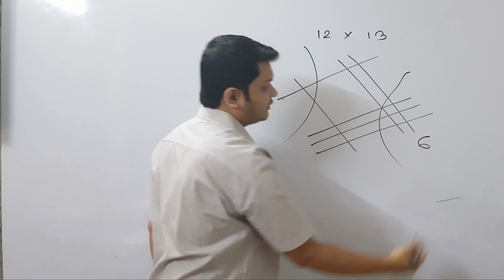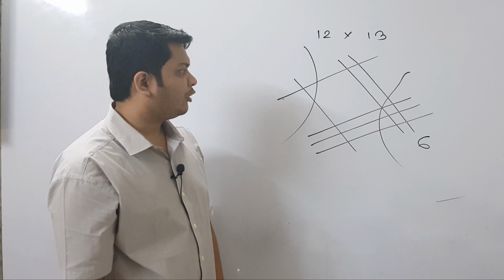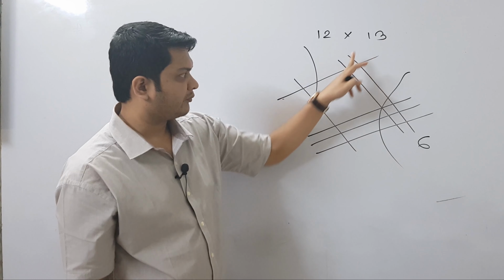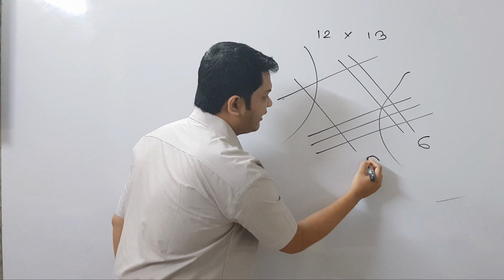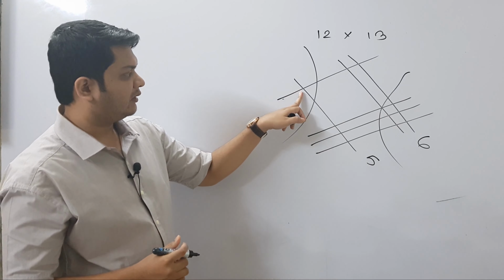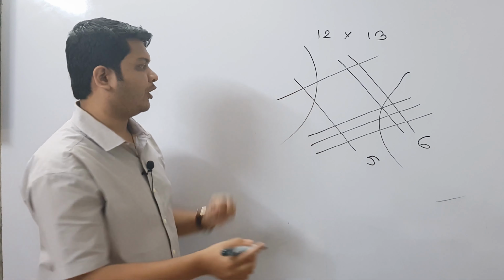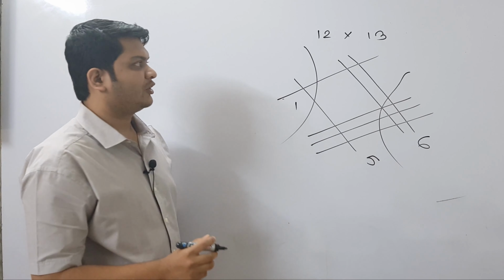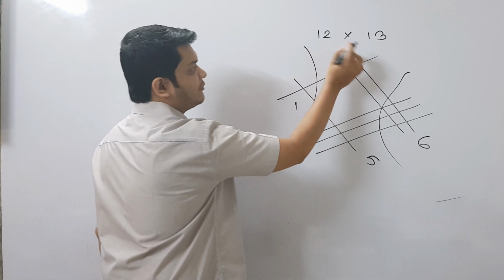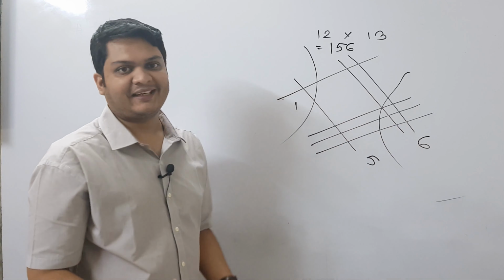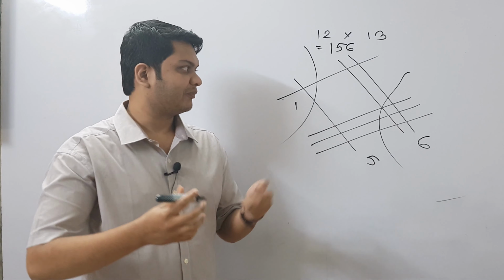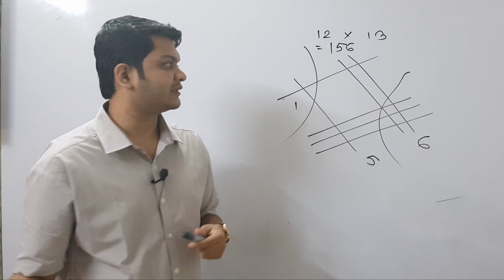So we will write 6 here. And how many intersecting points do we have here? 1, 2, 3, 4, 5. So we have a 5 here, and here is only one intersecting point. So we will write 1 here. So we can write 12 times 13 is equal to 156. Isn't it amazing? Okay, let's see a few more examples.